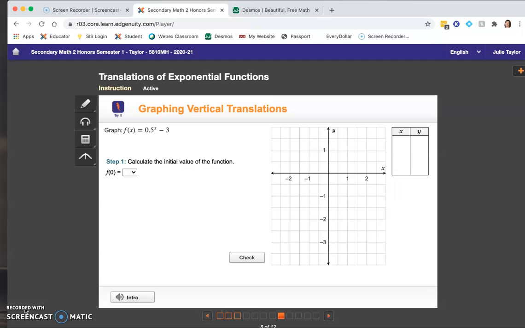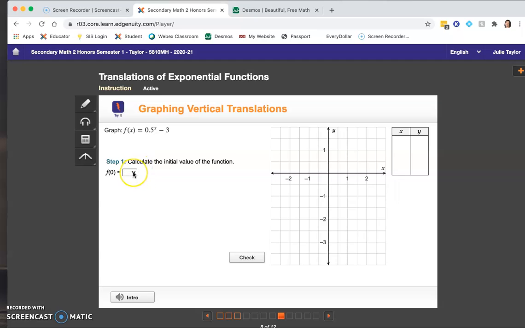Okay, we've looked at horizontal. Now let's take a look at what happens when we have a vertical translation. If you'll notice this, f of x equals 0.5 to the x, and then minus 3 is on the end. It's not in the exponent. So this is going to give us a vertical translation, up or down.